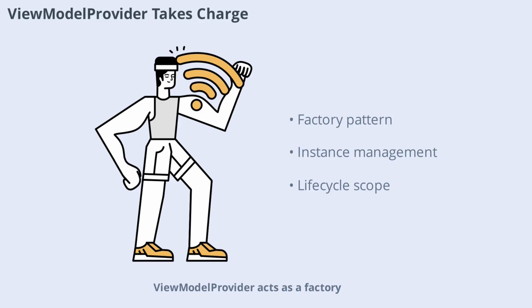ViewModelProvider acts as a factory, managing the lifecycle and scope of your ViewModel. If an instance of the requested ViewModel already exists within the lifecycle scope, it returns that instance. Otherwise, it creates a new one. This ensures that your ViewModel is always available when you need it.